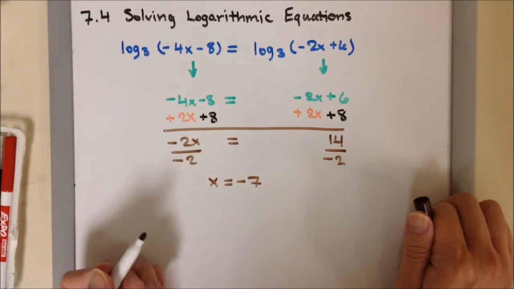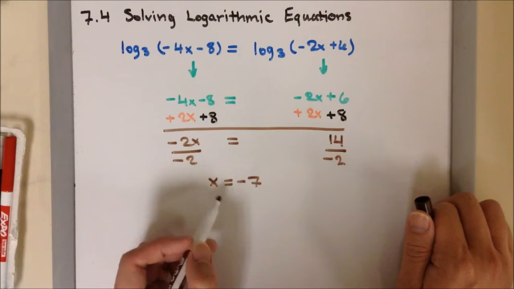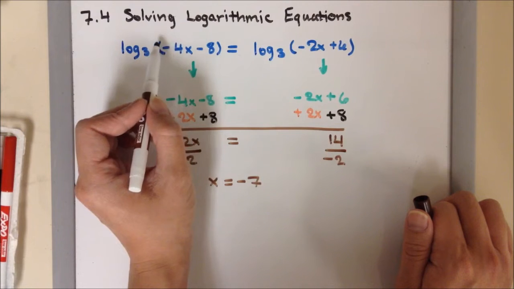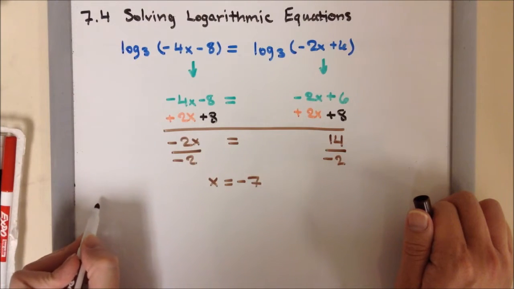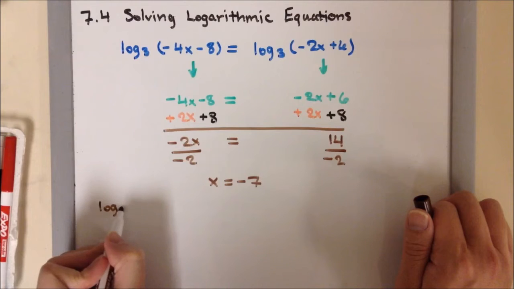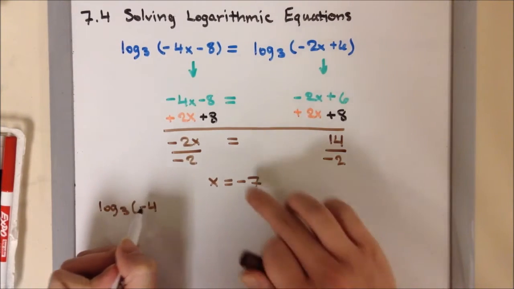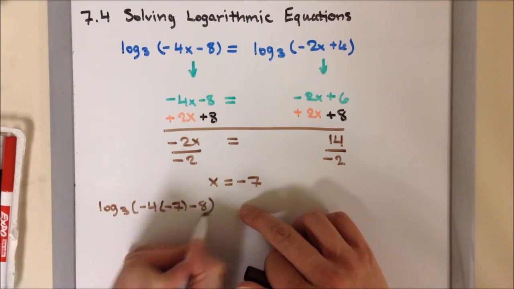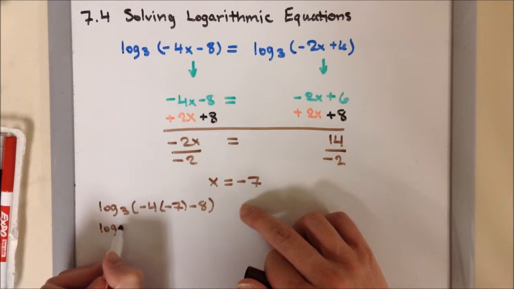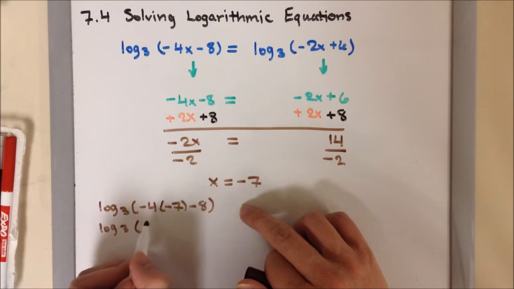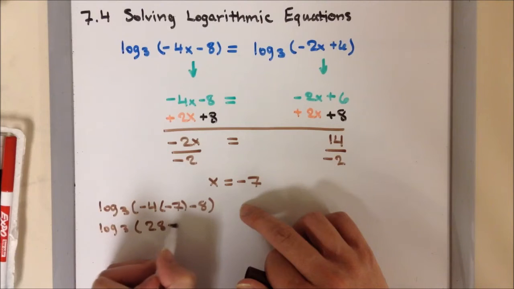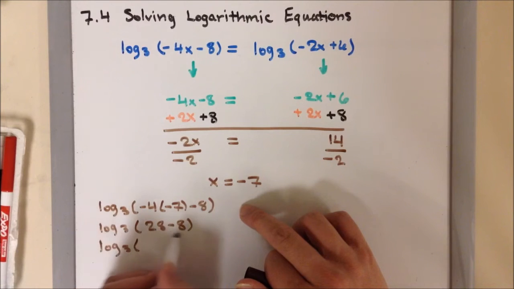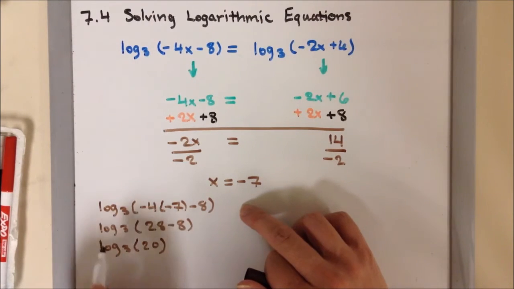Now, in the previous example, I said that we should double check our answer if the outcome will come out as a negative number or a positive number. So let's do the left side, log base 3 of negative 4, and then instead of x I'm going to put negative 7 and then minus 8. So it's going to be log base 3 of negative 4 times negative 7 will be positive 28 and then minus 8. So that would be log base 3 of 28 minus 8 would be 20. So it's a positive number, that's okay.